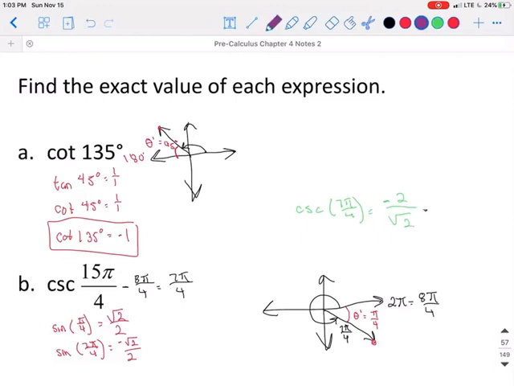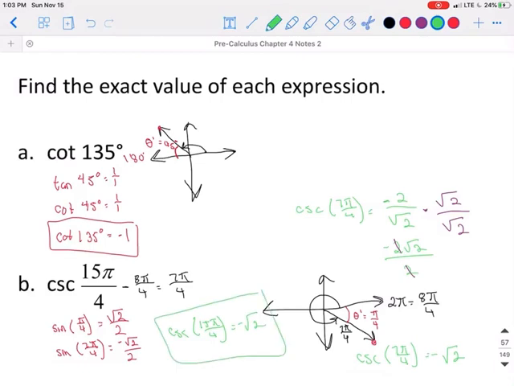We can't leave that radical in the denominator, so we're going to multiply the top and the bottom by radical 2. This would give us negative 2 radical 2 over 2. That 2 on the top and the 2 on the bottom can cancel. So we're going to be left with the cosecant of 7 pi over 4 is equal to negative radical 2, or that the cosecant of 15 pi over 4 is negative radical 2.